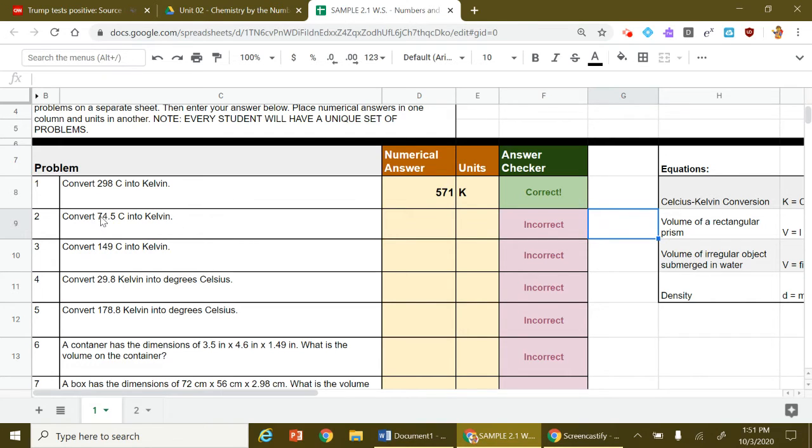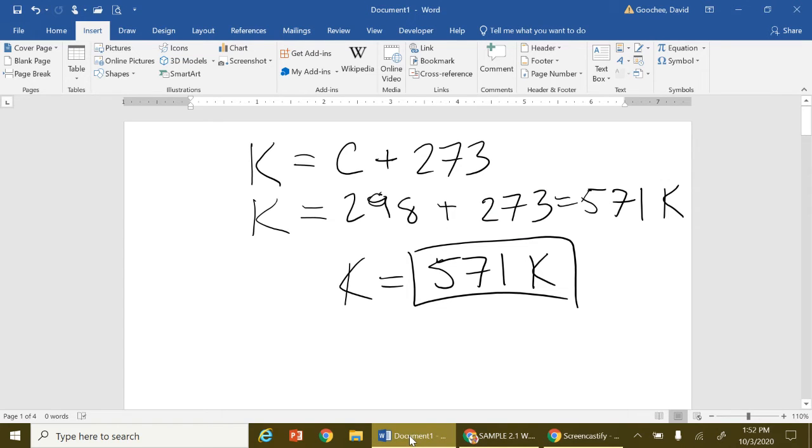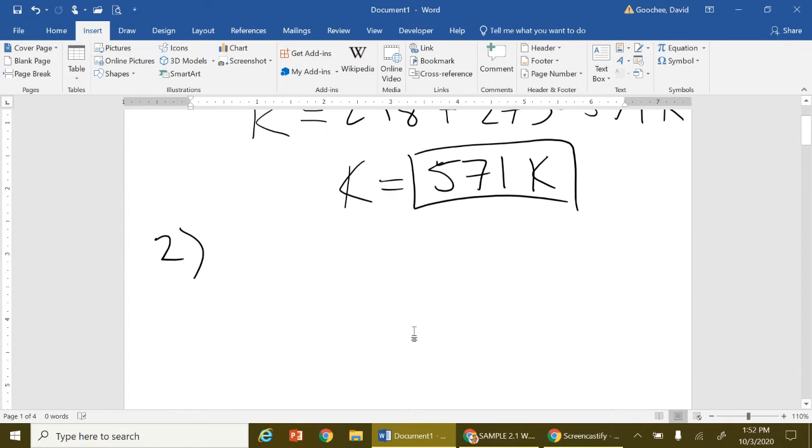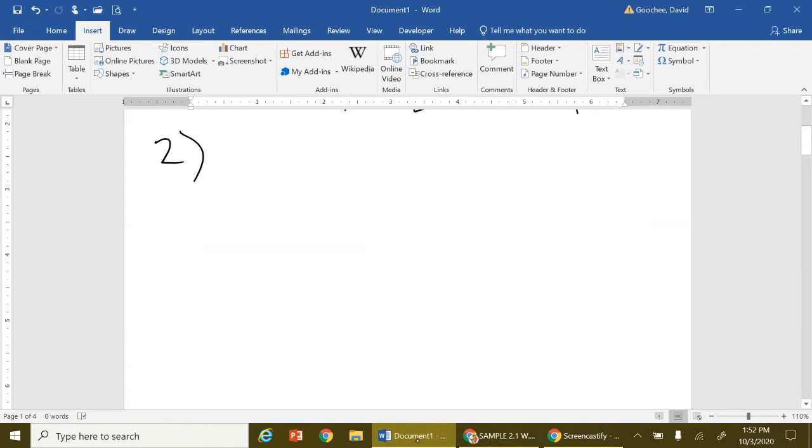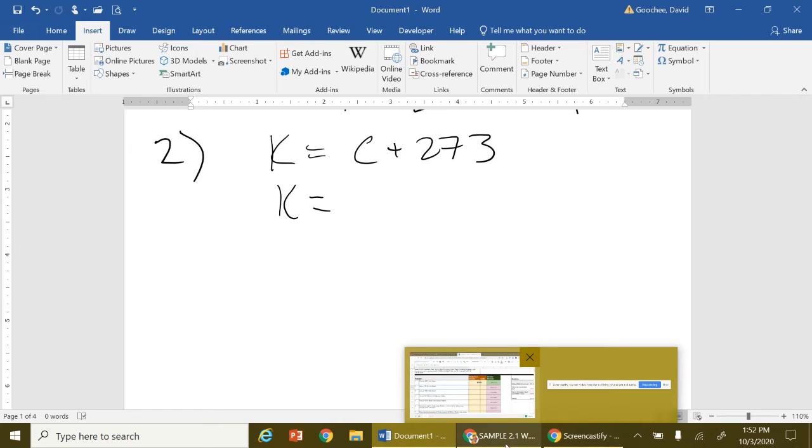Number 2 is convert 74.5 Celsius into Kelvin. By the way, if I'm going to be uploading this work to be reviewed, I'm going to want to make sure I number it carefully. Number 2, here we go. Problem number 2, once again, we need to convert 74.5 Celsius into Kelvin. Again, the Kelvin temperature equals the Celsius temperature plus 273. So Kelvin equals, I'm going to switch back and forth because my memory isn't great, guys.